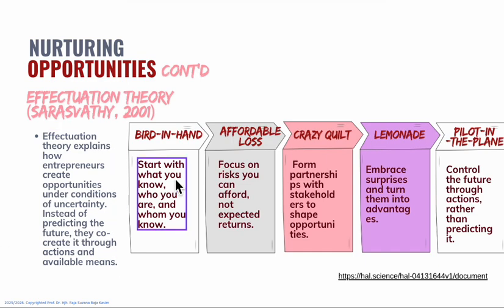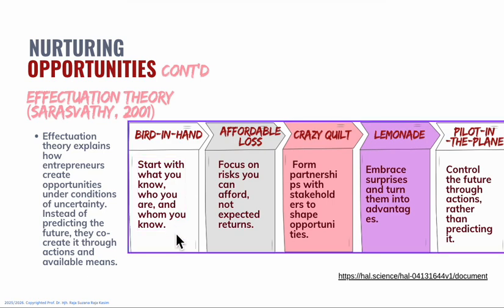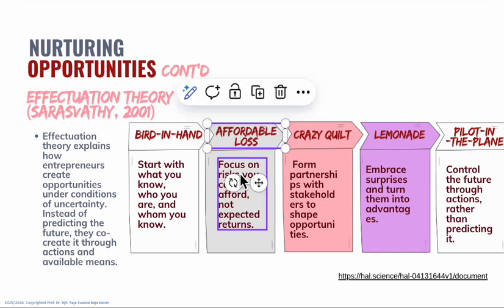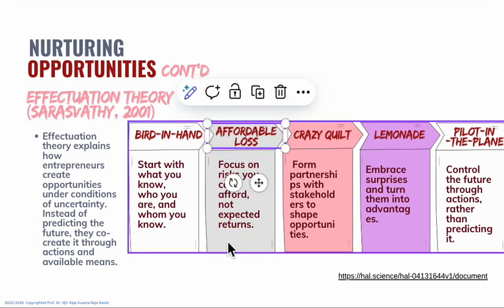So there is an interesting activity here where you can start with what you know. So who you are and whom you know, right? This is where the bird in hand comes into the picture. And affordable losses focus on risk, right? Take a look at what you can control, not at the expected returns.